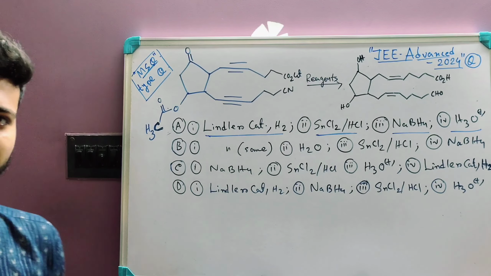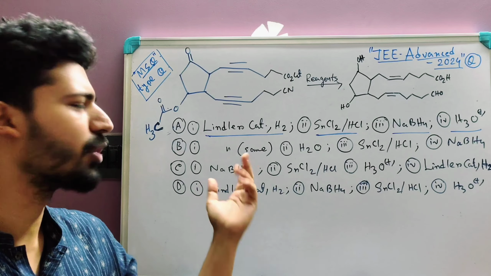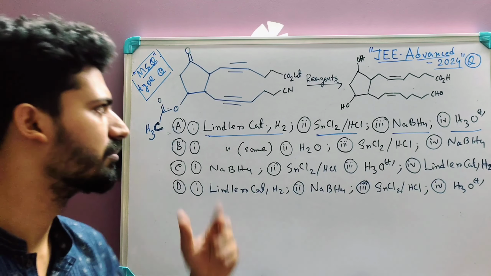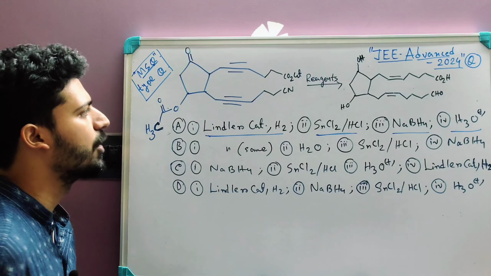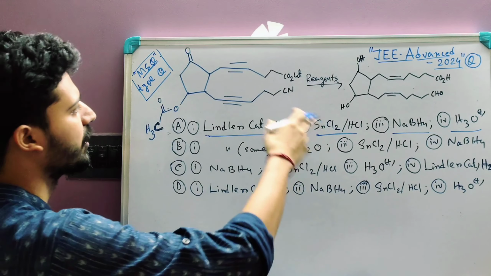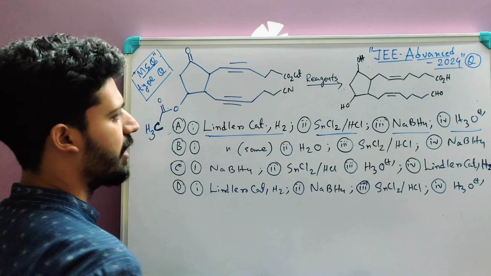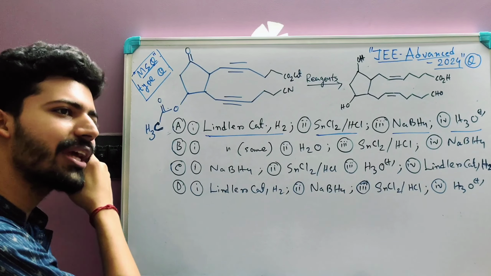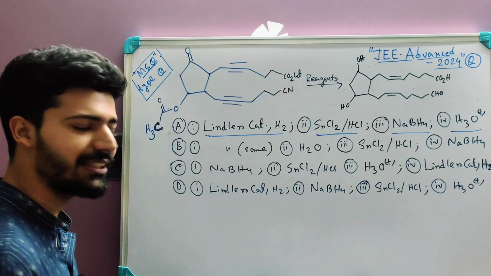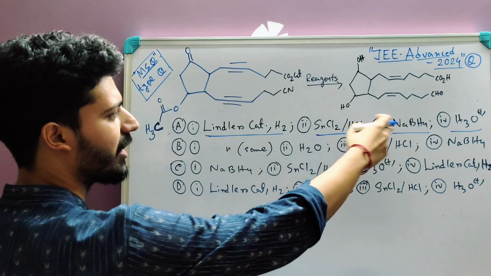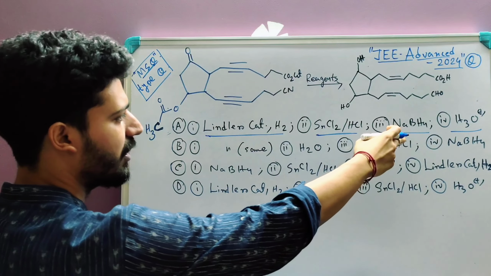First we need to understand the reagent purpose. If you know the reagent purpose, then you can solve this problem easily. It's not a tough problem. So what can Lindlar catalyst do? It can convert alkyne to cis alkene, right? And when we see SnCl2/HCl, we remember the Stephen reaction, right? But in the Stephen reaction we also need water, and here there is no water given. After the SnCl2/HCl you can see NaBH4 is given, not water.